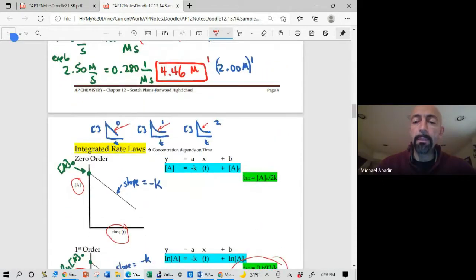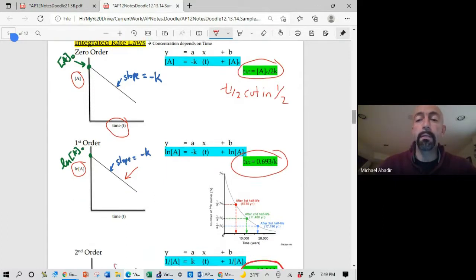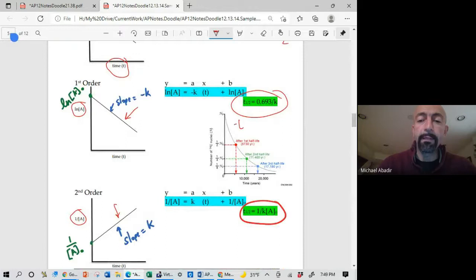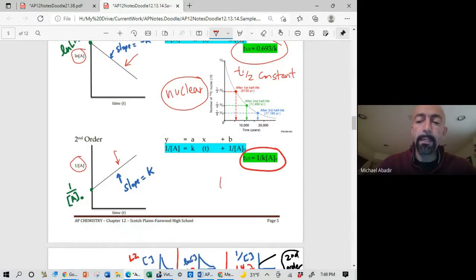And another little tidbit I want to give to you is that a zero order half-life is always going to cut in half. So that's a really good thing to write down. It's going to save you a lot of time on certain questions. So for a zero order, the half-life will always cut in half. For a first order, the half-life will always be constant. It will not change. And also, all nuclear reactions are first order. So if the question tells you it's a nuclear reaction, right away you know it's first order. And lastly, the t1/2 for a second order is always going to double.